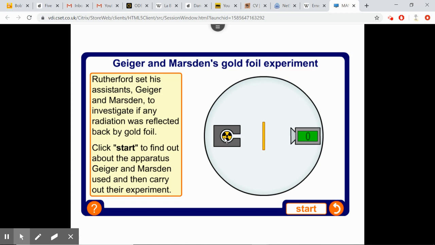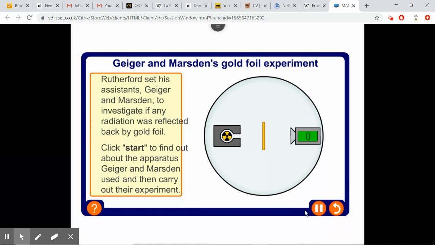What they did was shoot alpha particles, which are small helium nuclei, a type of radiation, out of a radioactive source and see what happened when they interacted with this gold foil, to try to get a better understanding of the gold atoms they were being shot through.